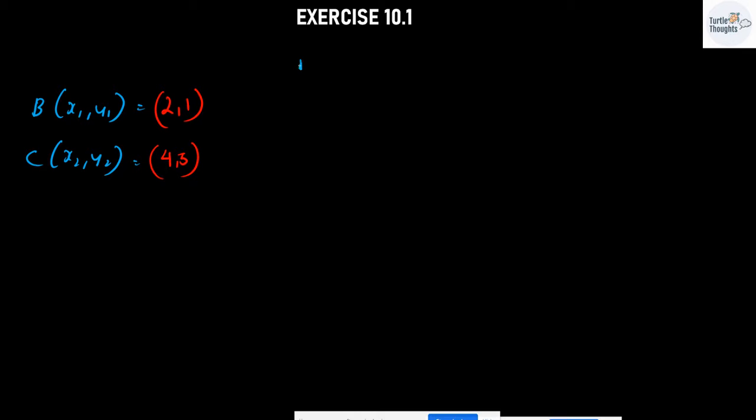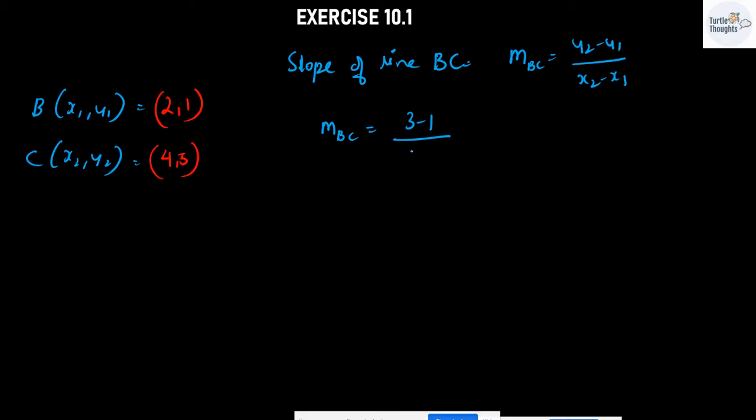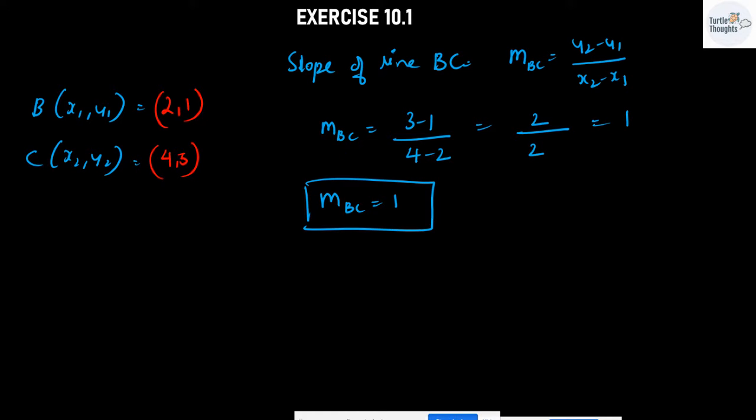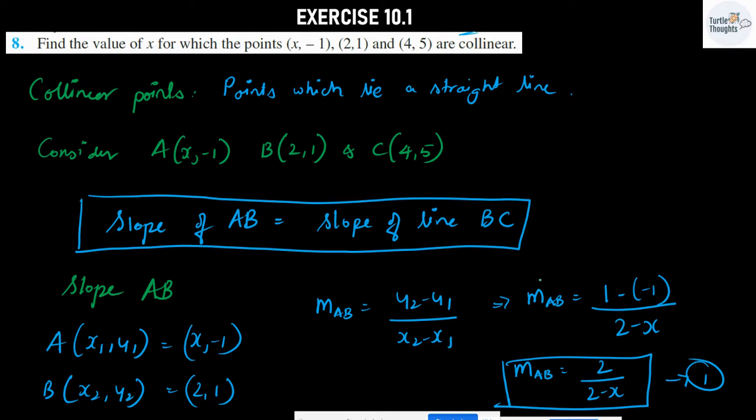Now the slope of line BC is given by MBC, which is again y2 minus y1 divided by x2 minus x1. So MBC is going to be equal to 3 minus 1 divided by 4 minus 2, which is 2 over 2, which is going to be 1. So can I tell that MBC is equal to 1? Yes. So since this is equal to 1, I can take this as equation number 2.